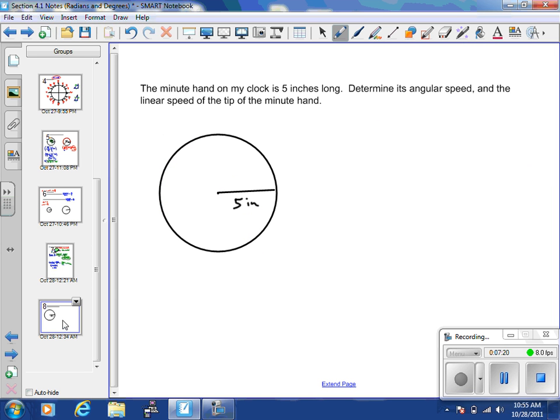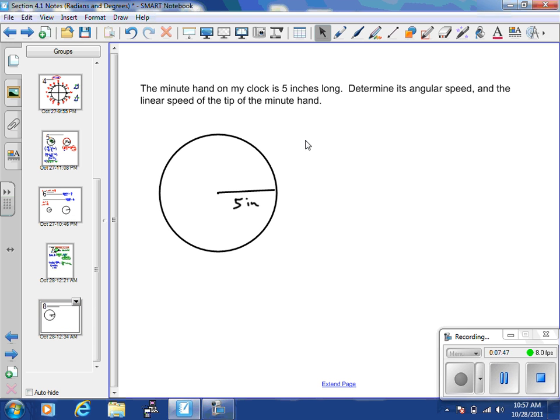And I'm borrowing these problems from our text. Here's another one using a clock. A minute hand, suppose. The book example uses the second hand, so I figure I'd use the minute hand. The minute hand on my clock happens to be 5 inches long. I'm going to determine the angular speed and the linear speed of the tip of the minute hand. So I encourage you to pause the video and resume it when you think you've got that.